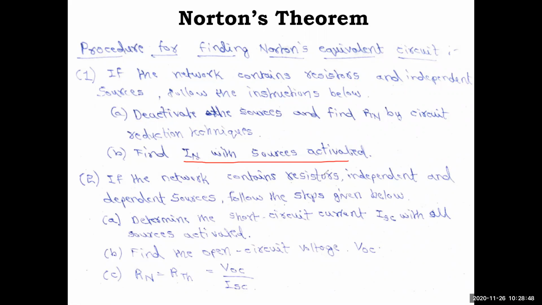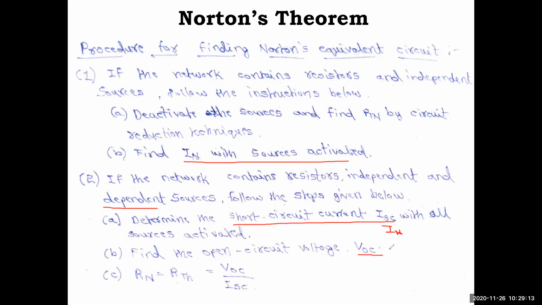Second case, if the network contains resistors, independent and dependent sources, then we have to follow different steps. We'll determine the short circuit current ISC, which is the same as IN, Norton's equivalent current, with all sources activated. Then I will open circuit the terminals and find VOC. This is the additional step.